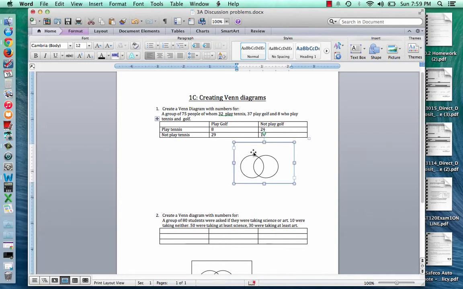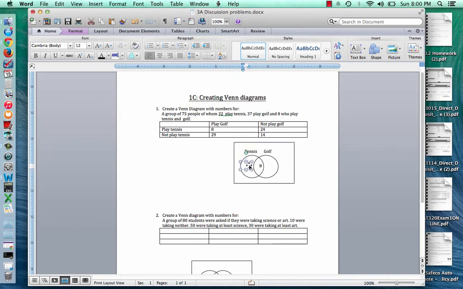When we create our Venn diagram, we're going to pick the first characteristic in the upper left and label the circles that way. So the left circle is going to be tennis, and the right circle is going to be golf. Then we just fill in the numbers. Remember, we know that 8 play tennis and golf at the same time, so there's 8 right there.